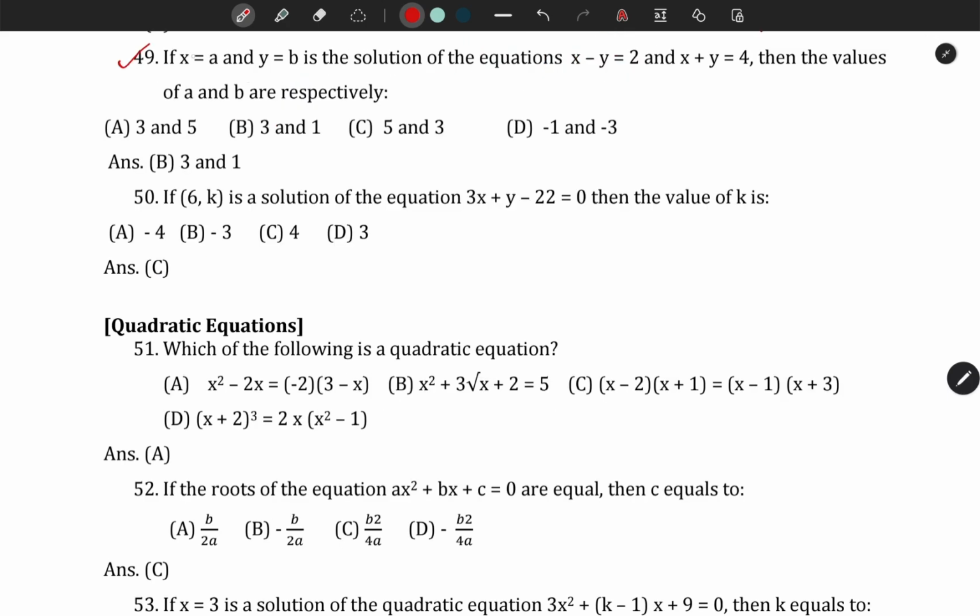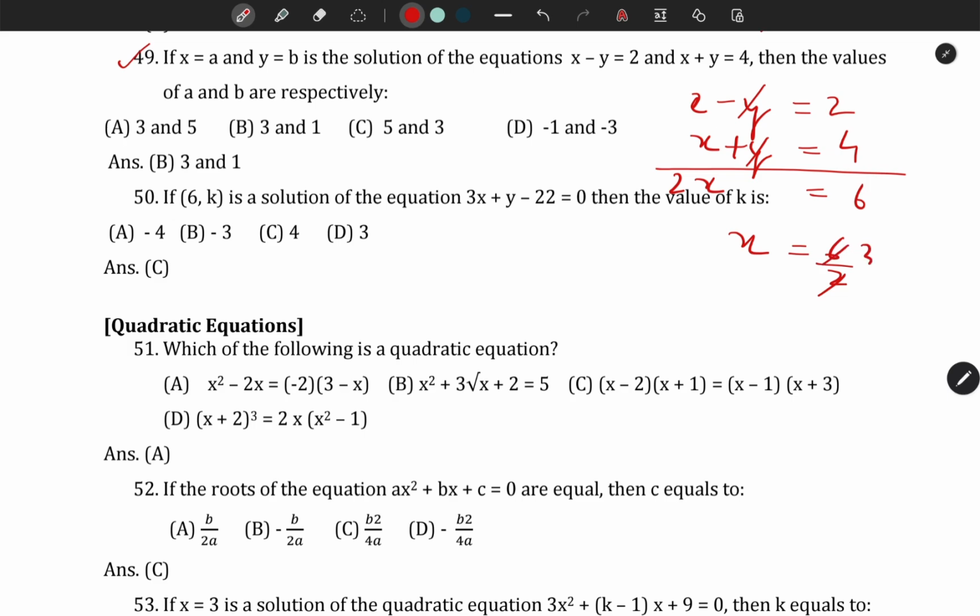Next question, 49. If x equals to a and y equals to b is the solution of the equations, then the values of a and b. So what we'll do is we will try to solve the equations x minus y equals to 2 and x plus y equals to 4. And if we solve by elimination method, if we add the two equations, plus y and minus y will cancel, we'll get 2x equals to 6. So x equals to 6 divided by 2. So x equals to 3. So we got the value of a.